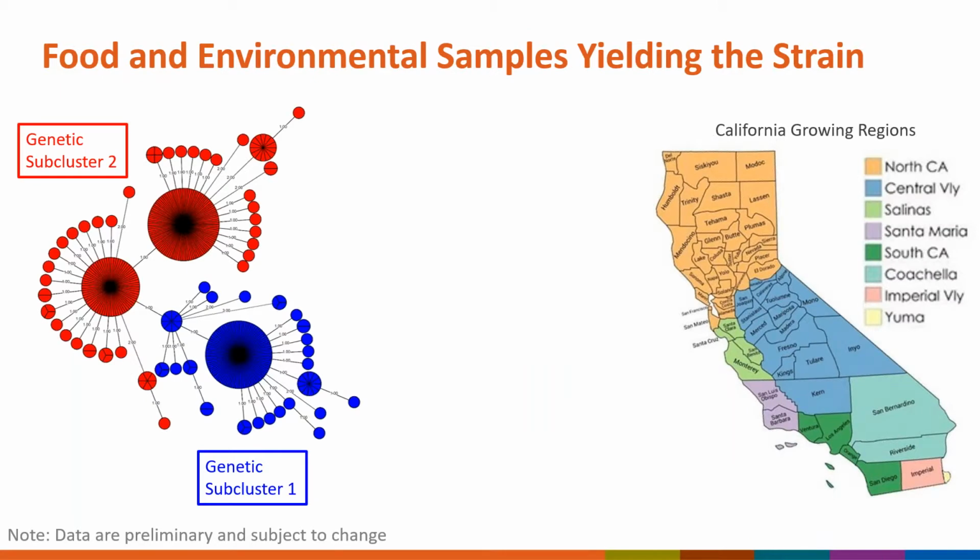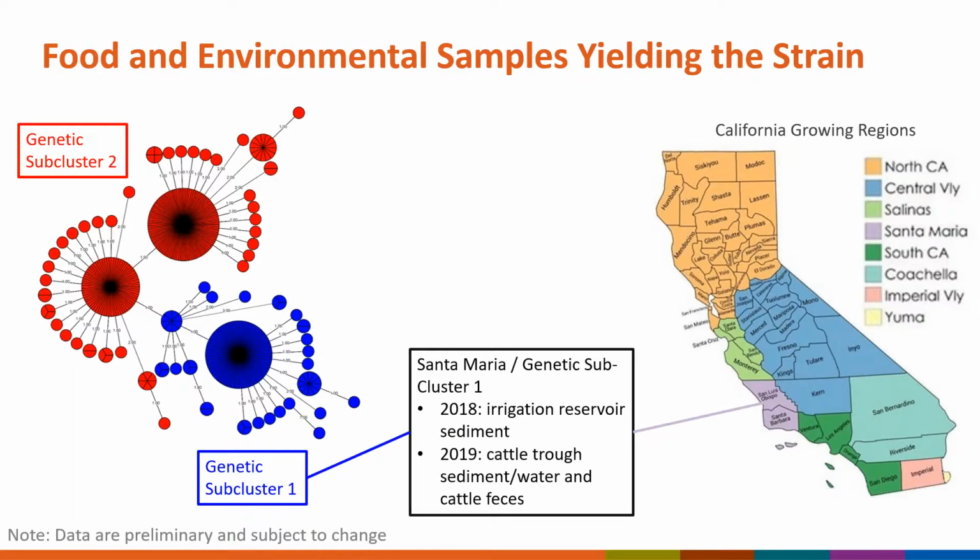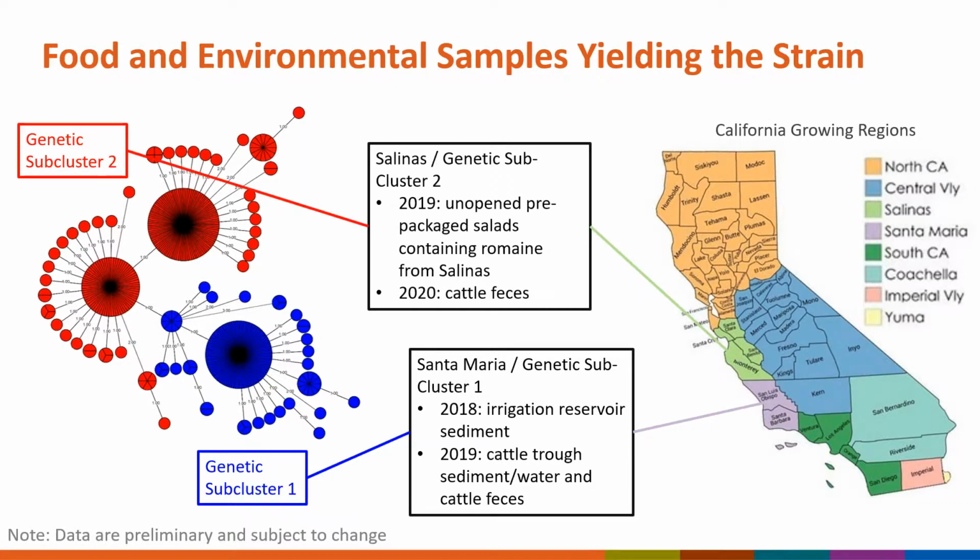When we looked further into the data set, we identified a couple genetic subclusters, subcluster 1 and subcluster 2, which by whole genome sequence information we were able to directly link to growing regions in California, including Santa Maria, which was our subcluster 1, and Salinas, which was our subcluster 2, as well as environmental samples from those regions. So whole genome sequencing has been really powerful in the PulseNet network, helping us identify outbreaks faster with fewer cases, as well as identifying trends in our data, including these recurring, emerging, and persisting strains.